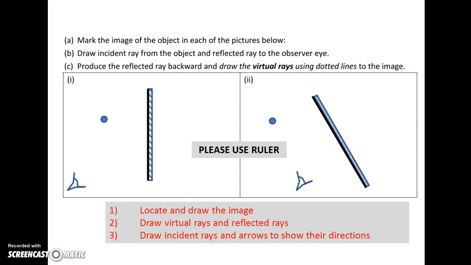For this question, what you have to do is to follow the following steps. Number 1, locate and draw the image. Then, draw the virtual rays and reflected rays, one by one, like this. Lastly, draw the incident rays, and remember to draw the arrows to show their directions.